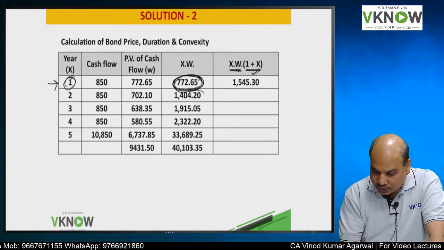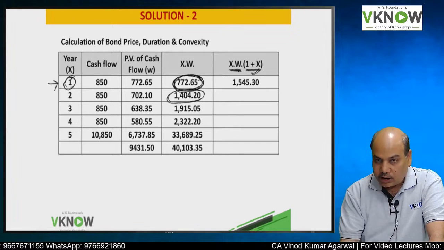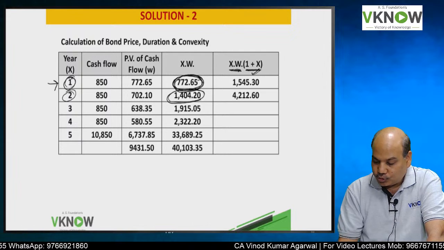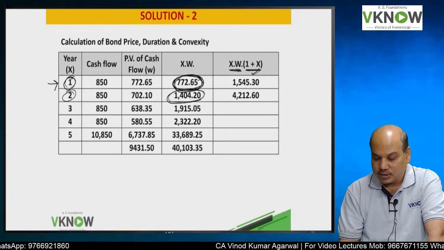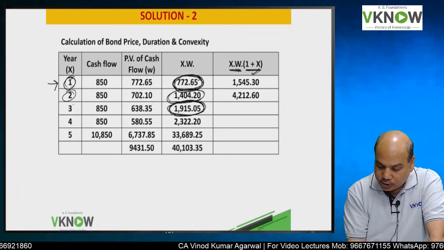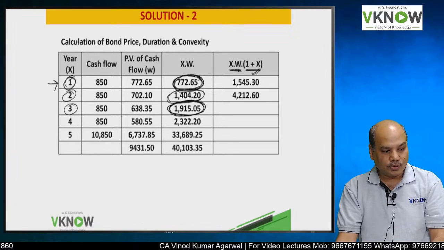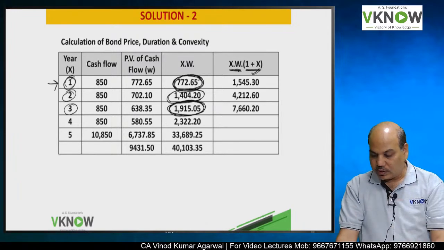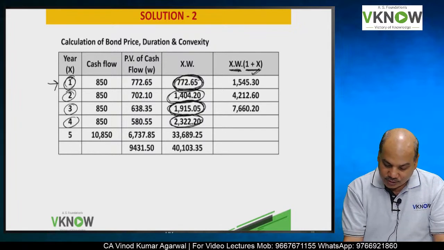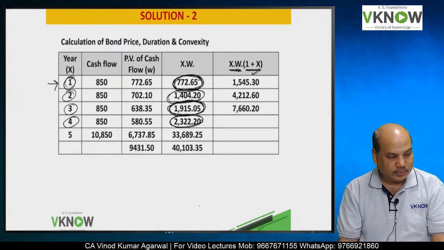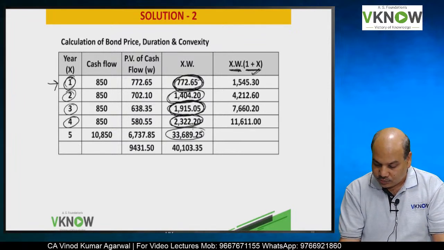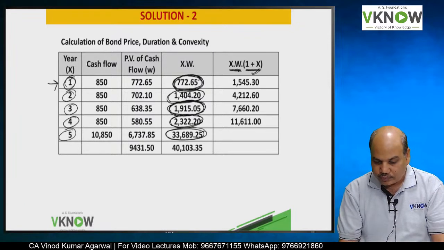141545.30. Now take this number multiplied by 3. 2 plus 1 multiplied by 3. So you will get 4212.60. Very good. Take this number 1915.05 into 4. 7660.20. Now take this number into 5. 11611.0. Last one, take this number into 6.